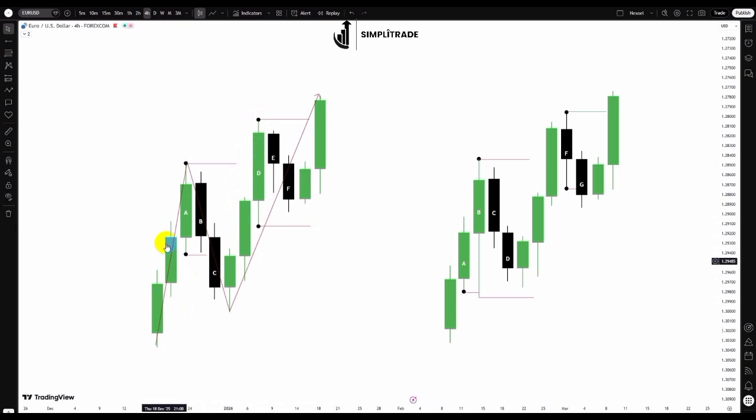So we have the push here, corrective movement, and then a single leg push to the upside, even though we have this bearish movement within this impulsive movement. So this is now our structural impulsive movement. This is our structural valid pullback in this case.